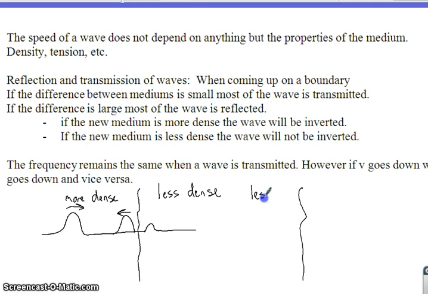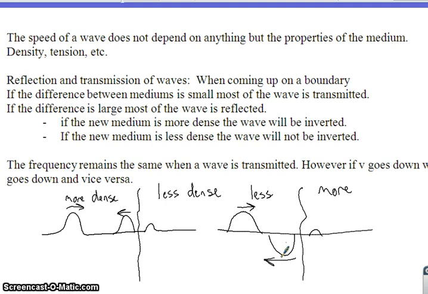If I instead start in a less dense material and I go into more, and again there's a big difference between them, if the wave pulse comes in this way, okay, again only a little bit of the wave will be transmitted in, and most of the wave will return, but it will return inverted. So when you're going from less dense to more dense, the wave gets inverted on the way back. Okay. Now the frequency remains the same when the wave is transmitted. However, if velocity goes down, the wavelength goes down.